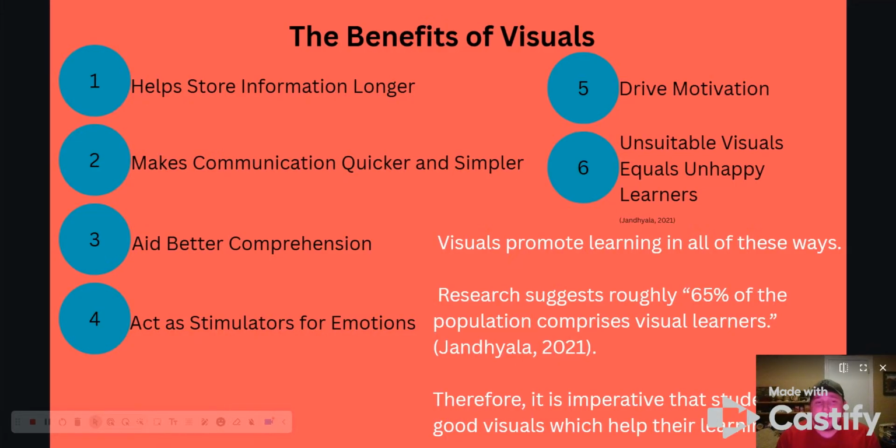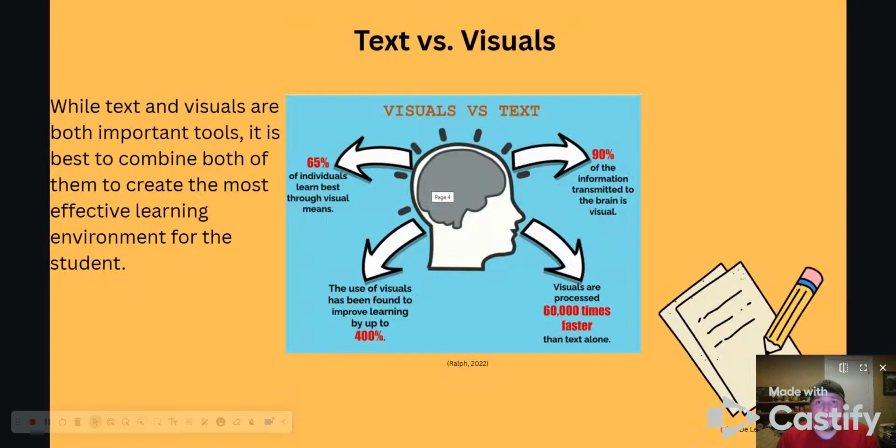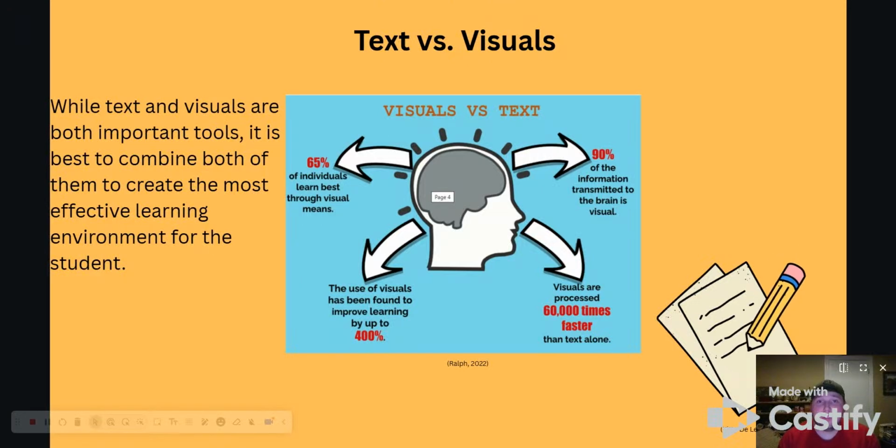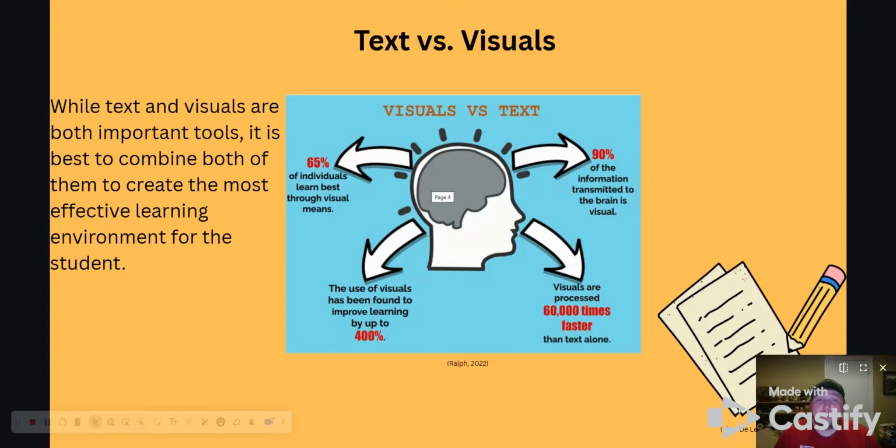Visuals promote learning in all these ways. Research suggests that roughly 65% of the population comprises visual learners. Therefore, it's imperative that students have good visuals which help their learning experience. Text versus visuals. While text and visuals are both important tools, it is best to combine both of them to create the most effective learning environment for the student.